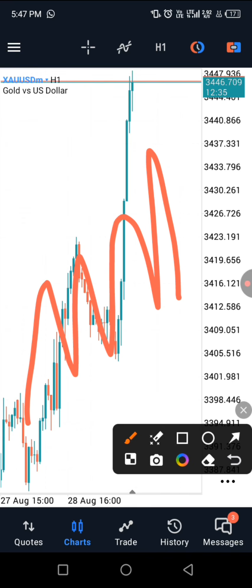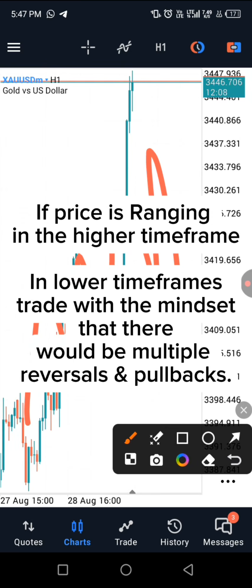So you have to figure out what the market is doing from the higher time frame, whether the market is trending or ranging. You figure that out from the 1 hour time frame, or the 4 hour time frame, or the daily time frame. That's where you figure out what the market is doing. Then you step down to the smaller time frames, like 15 minutes, 5 minutes, and 1 minute, and trade with the mindset that the market is trending or ranging.